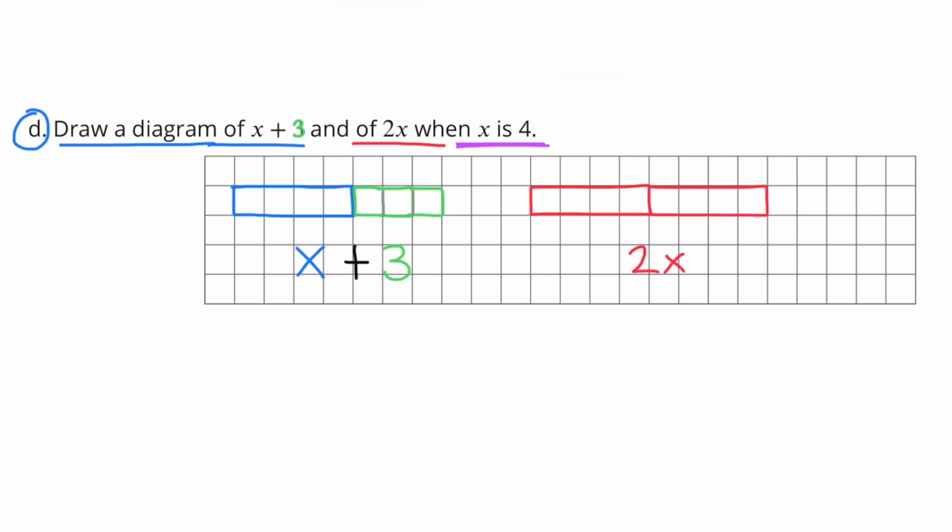D. Draw a diagram of x plus 3 and of 2x when x is 4. When the value of x is 4, x is represented by 4 squares on my grid. X plus 3 equals a total of 7 squares on my grid, or 7 units. And 2x is equivalent to 8 units.